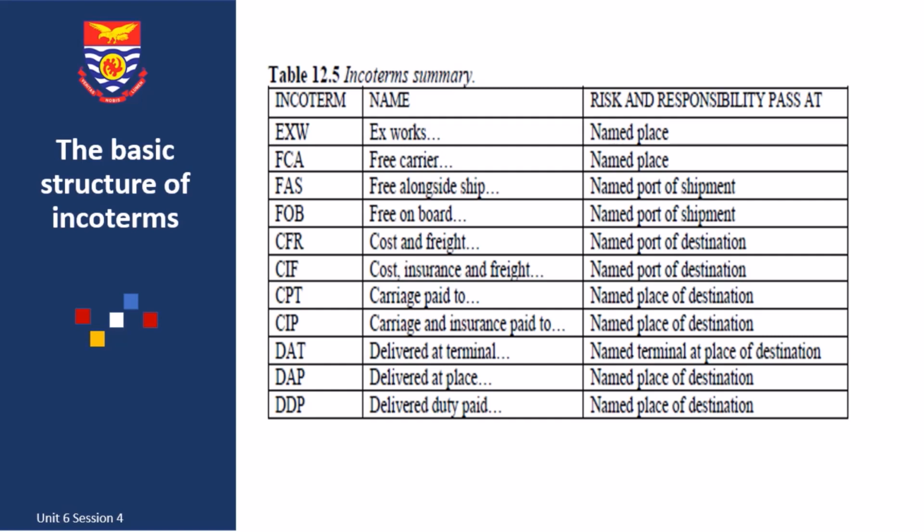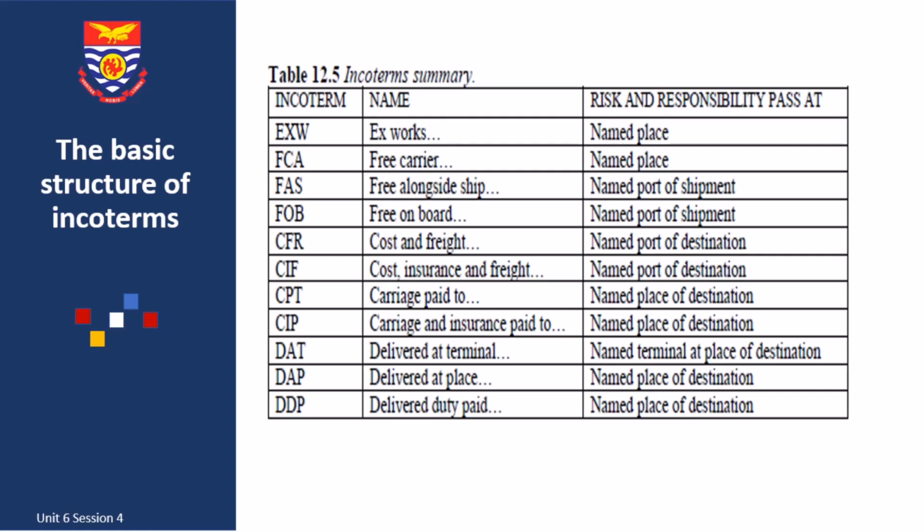So we're realizing that with these F terms, the free carrier, the free alongside ship, and the free on board, the three F terms are all such that the seller will undertake all pre-carriage duties, but the main carriage responsibilities or arrangements still remains with the buying organization.